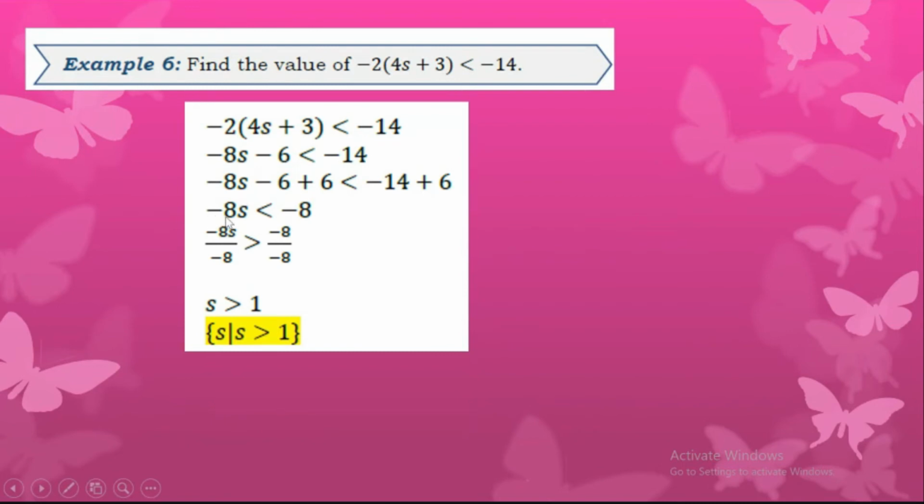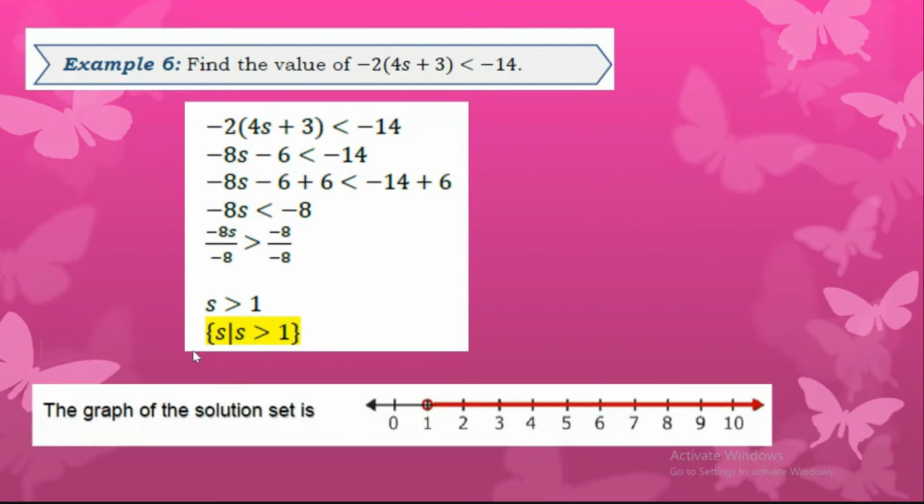So we now have negative 8s is less than negative 14 plus 6, which is negative 8. Now, since we have a numerical coefficient for s, we have to divide both sides by negative 8. Again, when dividing both sides of the inequality by a negative number, we have to reverse the inequality symbol. So from less than, we now have greater than. So s is greater than 1. For our solution set, we have s such that s is greater than 1.